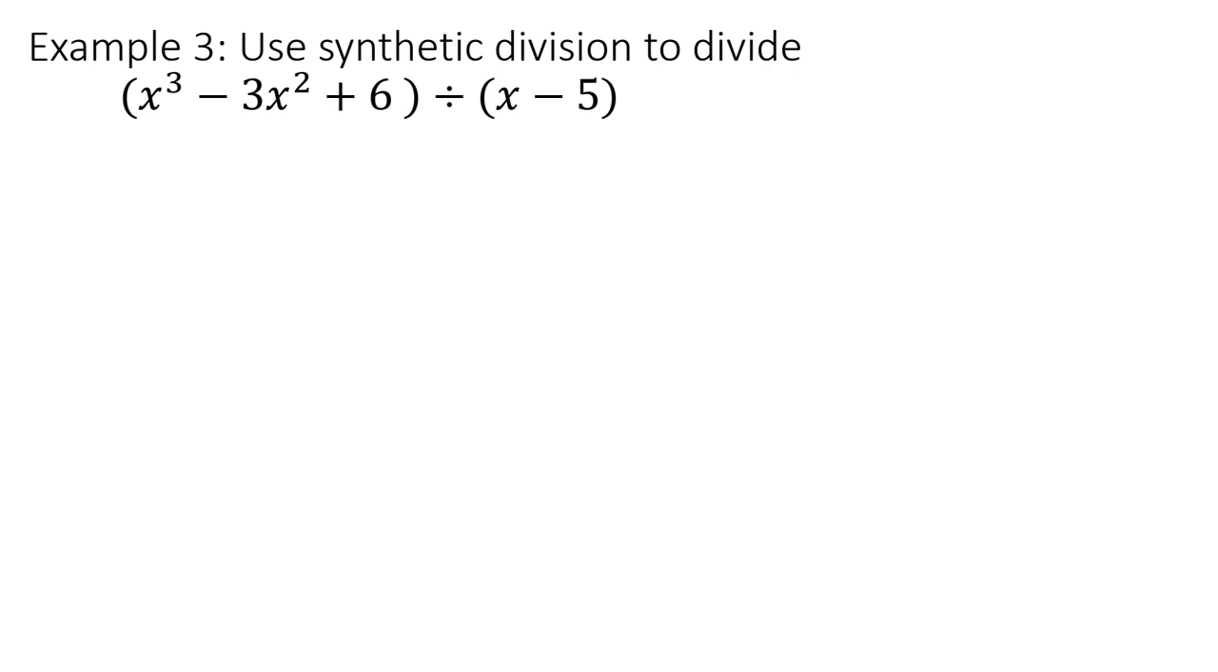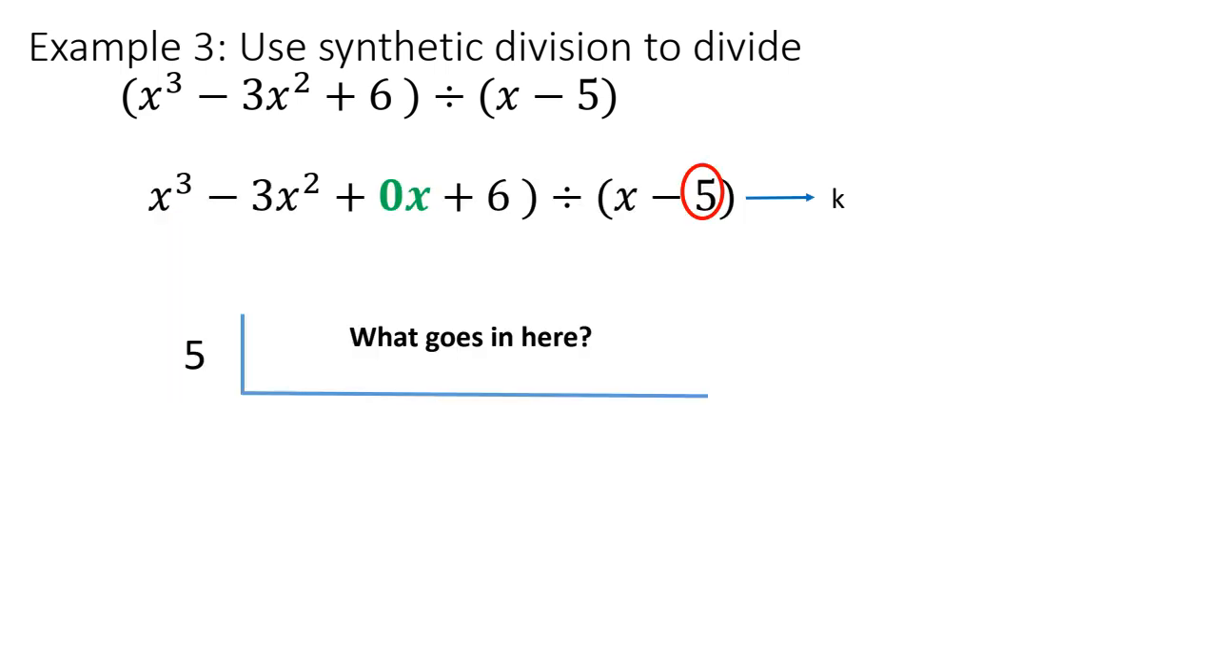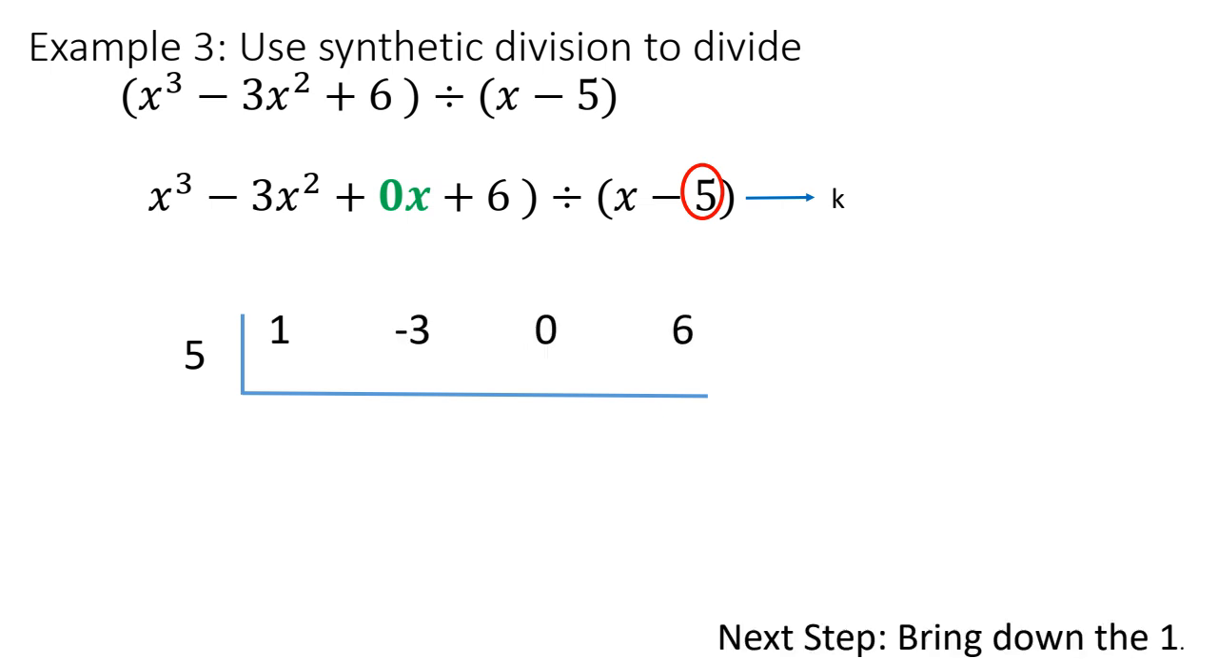Okay. So the first thing I'm going to do is rewrite my polynomial this way: x cubed minus 3x squared plus 0x plus 6 divided by x minus 5. Now that I have it in the right order and I've replaced all the missing variables by a 0, I have to find out what my k is. So what is my k on this problem? My k is just 5, right? So 5 goes outside my upside down house. What goes in here? My coefficients, just my coefficients. So we have 1, -3, 0, 6.